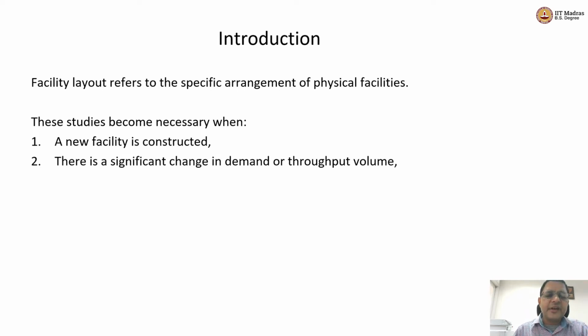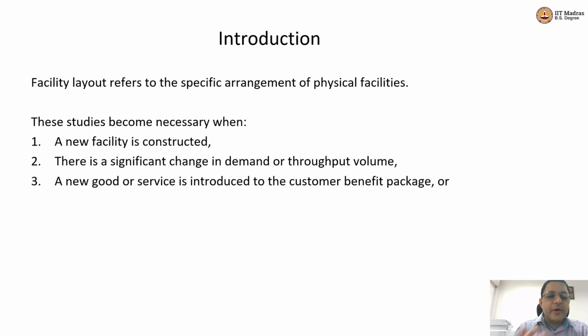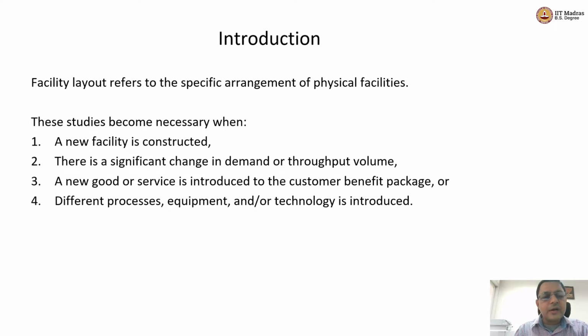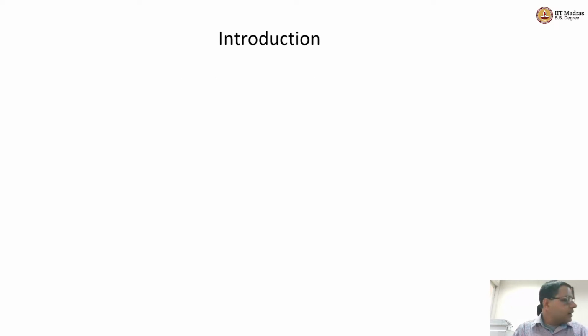So when there is a significant change in demand, probably if I was using one particular type of layout, now because of change in demand, either demand going up or demand going down, I may want to change it to some different layout. Or some new product is being introduced, or there is a change in the process, right? Either I'm changing the technology, I'm introducing a new process, I'm introducing a new equipment, and therefore the layout has to be looked at again and decided whether this is the optimal layout or not. So all these reasons will make the facility layout a necessary problem to solve.